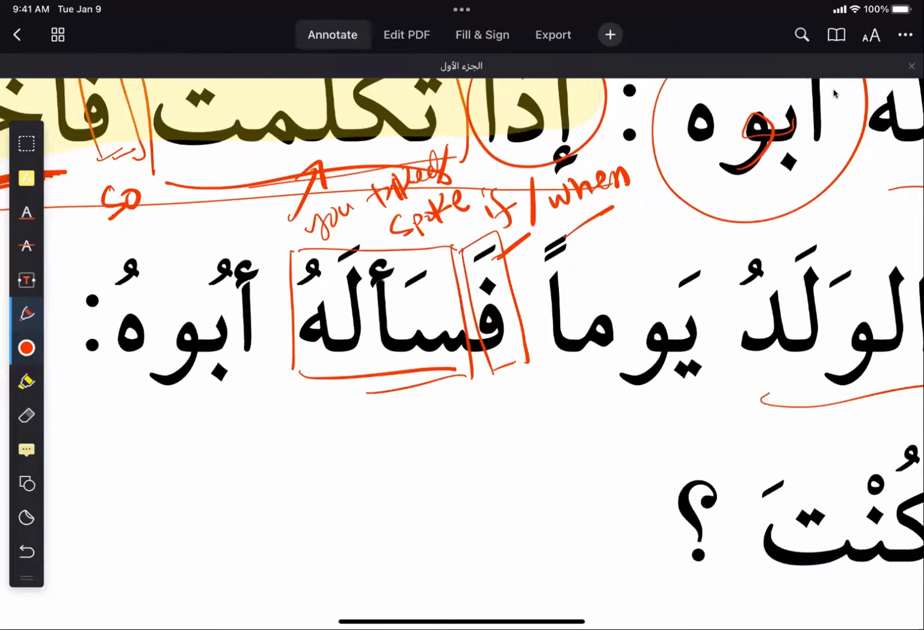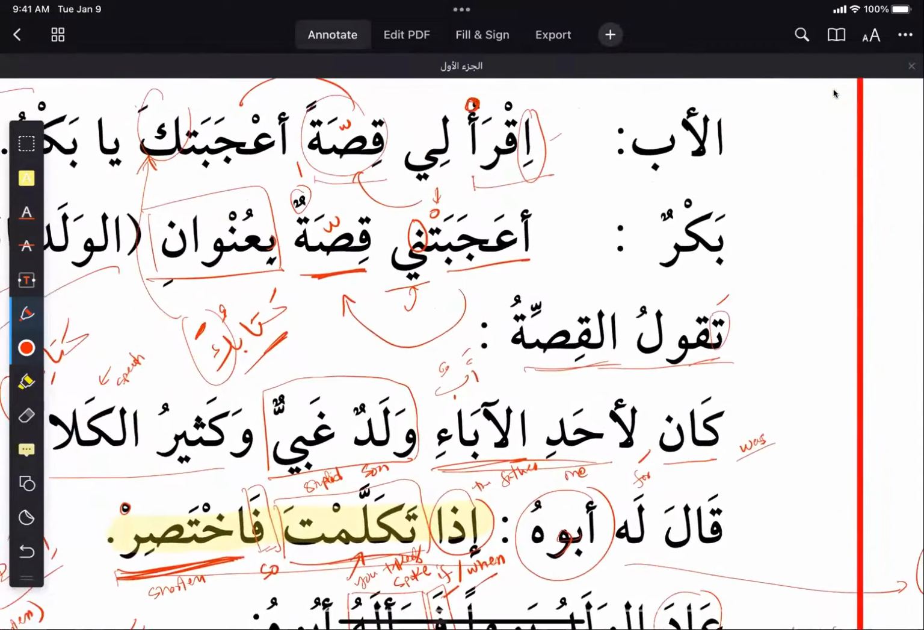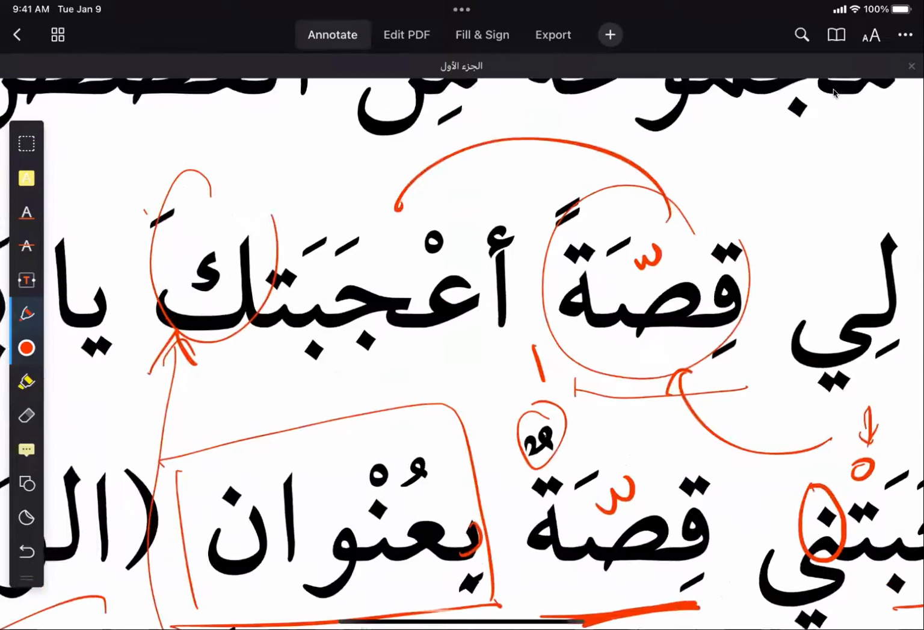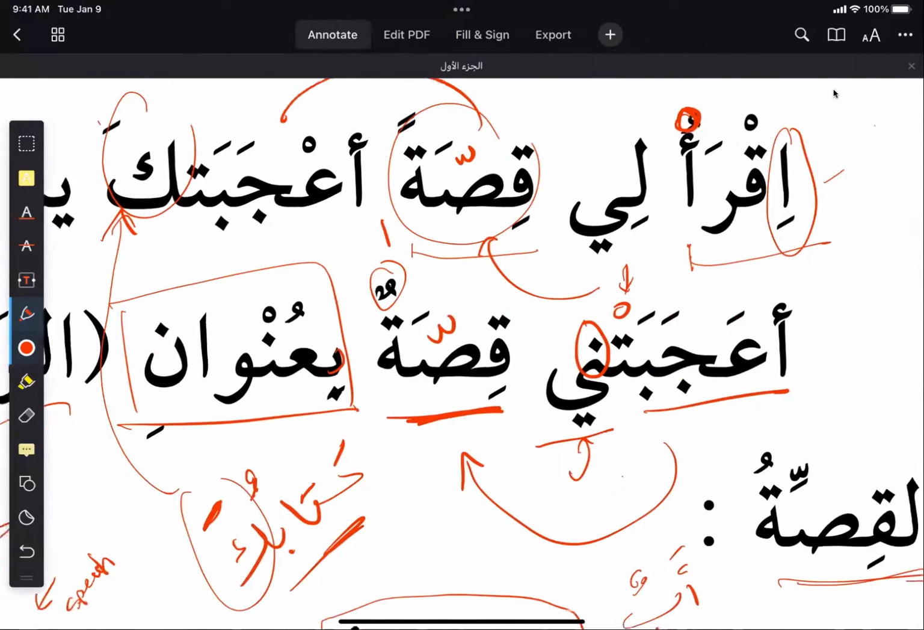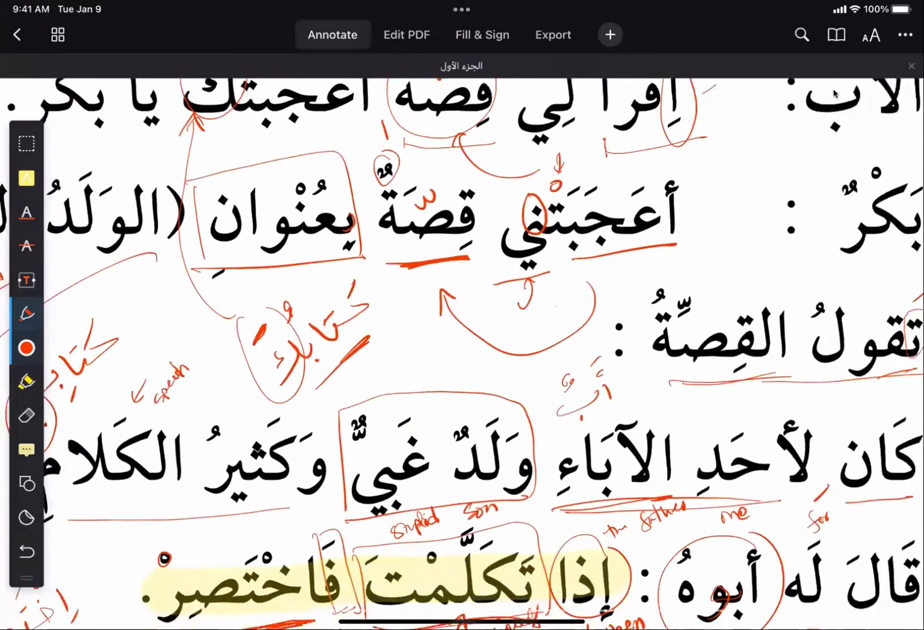Exactly. Him. Right? So what's happening is we have, again, the same thing. This text is giving you lots of object pronouns. Same thing. Ajabatka. So it pleased you. Ajabatni. It pleased me. So you have the subject and you have the object. Okay, so that's what's happening.